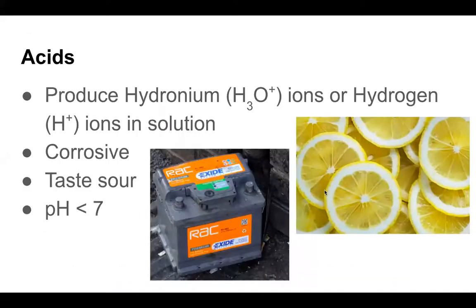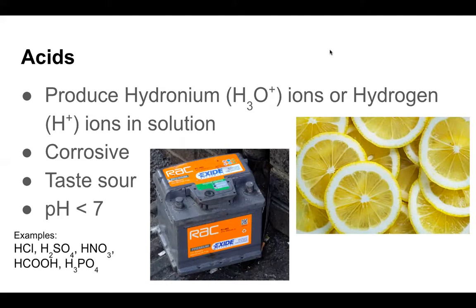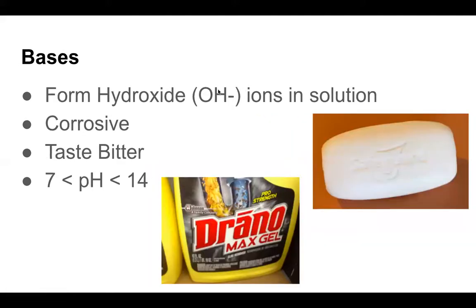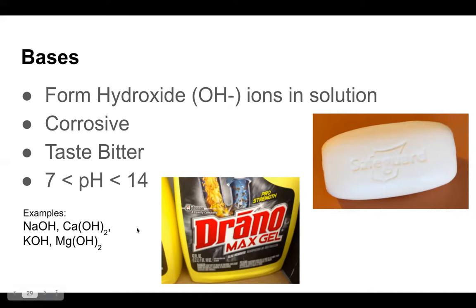We learned a little bit about acids and bases. Acids form hydrogen ions in solution and are corrosive. They taste sour, have a pH less than 7, and usually their formulas start with an H at the beginning. The hydroxide ions get formed by bases. Bases tend to be corrosive and taste bitter, like soap. They're going to have a pH between 7 and 14. When we look at a lot of their formulas, they end in OH, that hydroxide ion, as you might imagine, because that's the kind of ion they form in solution.